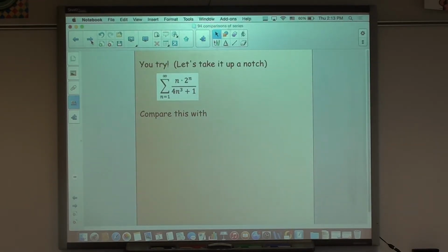I used n times 2 to the n over 4n cubed. I simplified it to 2 to the n over 4n squared, and used comparative growth rates to get it to diverge. And then I divided them, I got 1, so that it's positive.